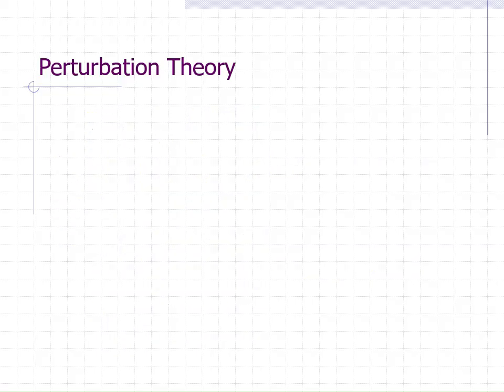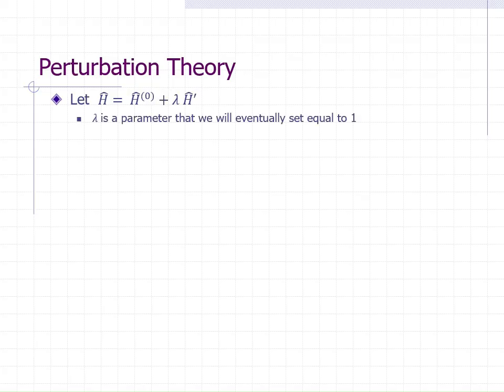Here's an overview of how correction terms are determined in perturbation theory. We begin by writing the Hamiltonian as the sum of H naught and lambda times H prime. Here, lambda is just a parameter that we will eventually set equal to 1.